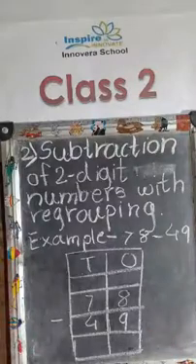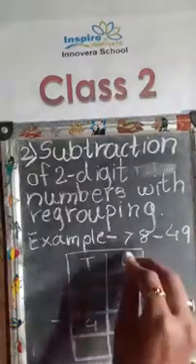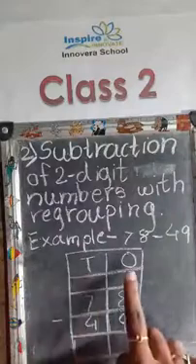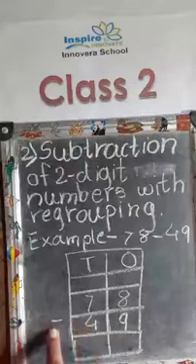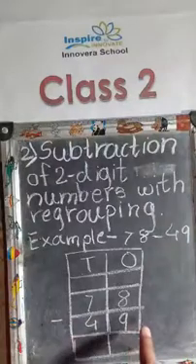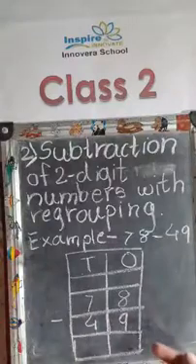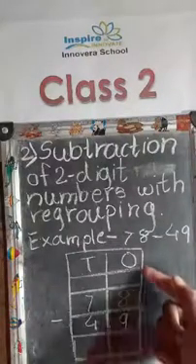Now we will start with the ones column. Step 1 is what? Arrange the numbers in the columns of tens and ones. We have done this, yes. First of all, you have to arrange the numbers in tens and ones. So first of all, 78 minus 49. Then you have to start from the ones column. Step 2 is what? Subtract the ones.